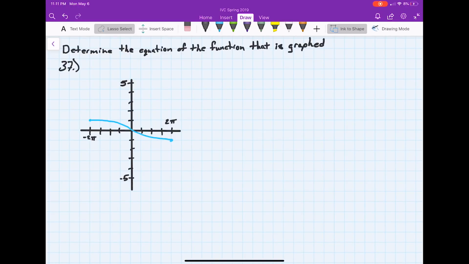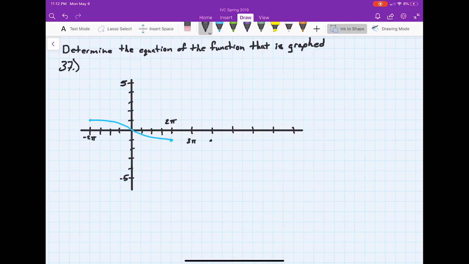So for 37, we're given this graph, and we need to determine the equation for this function. And, well, we don't even really have a full cycle here. We have like part of a cycle. So I'm just going to extend our graph out here. And it looks like we have about a quarter of a cycle. So I'm just going to bring it all the way out here. Let's see if I made it long enough.